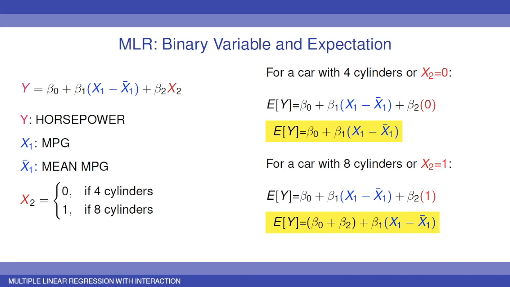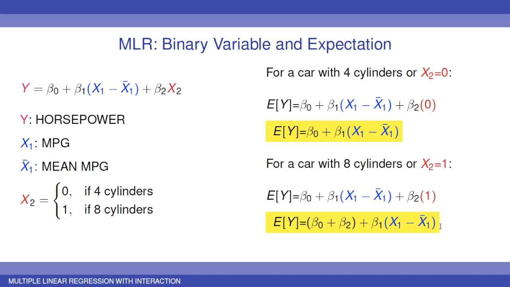To derive the meanings of the beta coefficients, we must set up equations for each group, or for each value that our binary variable x2 may take. As you can see, for a car with 4 cylinders, x2 is coded as 0. Remember that this number is arbitrary. Plugging in 0 in place of x2, we obtain this equation. For a car with 8 cylinders, we simply plug in 1 into x2, and we obtain this equation.